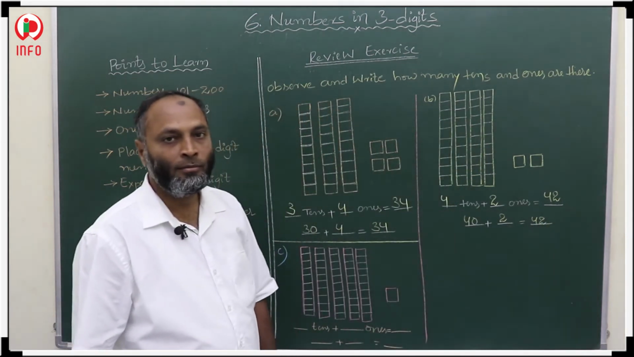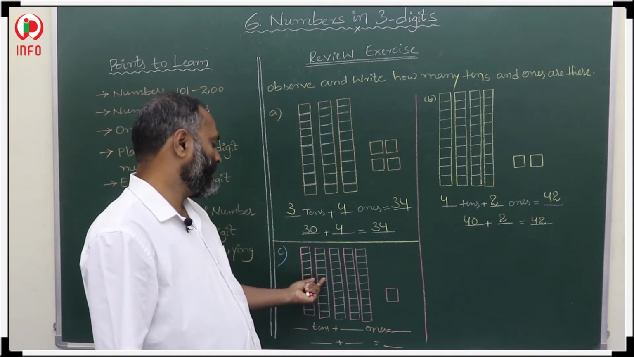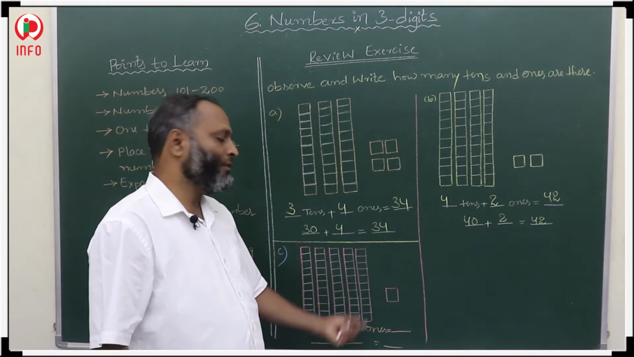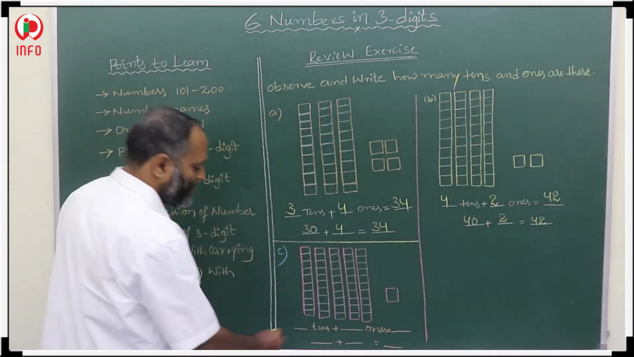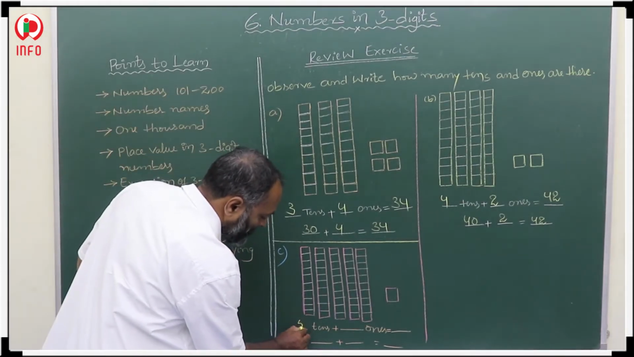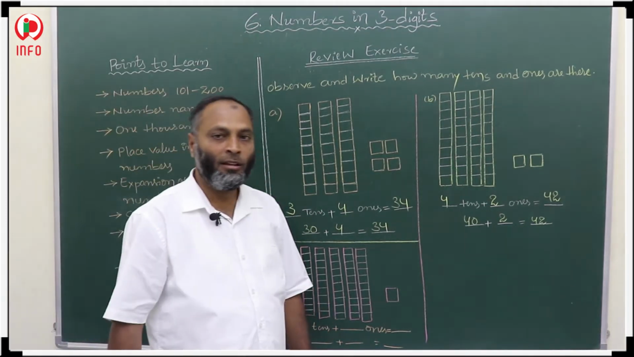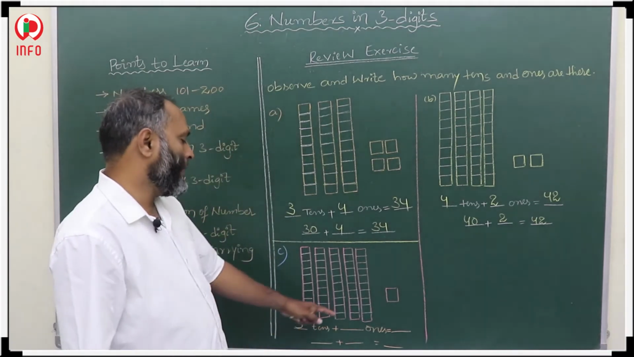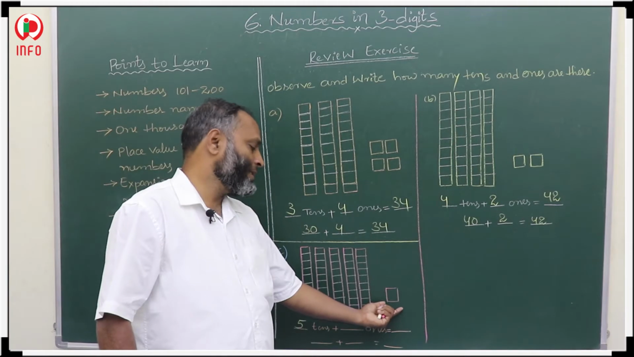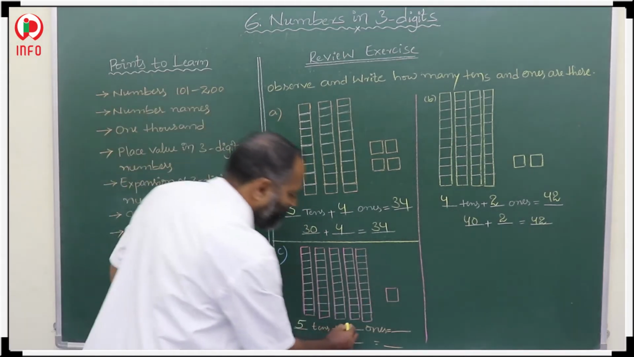42. Next, in this, how many bars do we have? 1, 2, 3, 4, 5. 5 bars. 5 bars means 5 tens. If you want to count how many cubes there are, in each bar we have 10 cubes. Then ones. How many individual ones are there? Only one individual cube. 1 one.